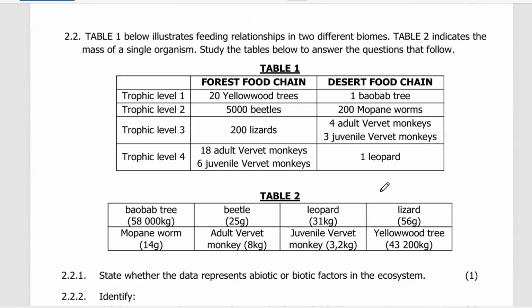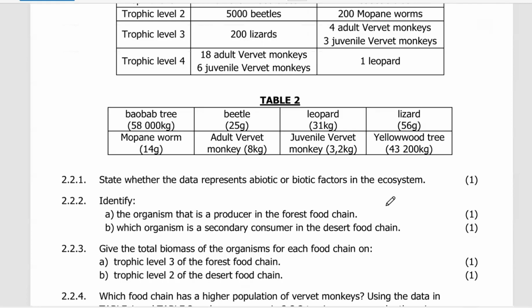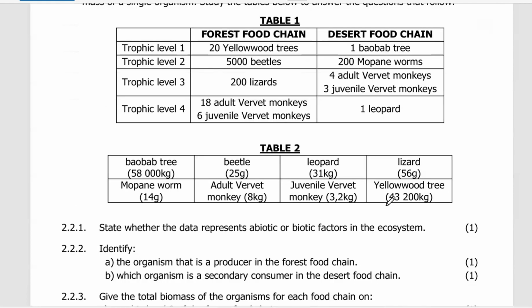Then question 2.2: the table below illustrates the relationship between different biomes and the mass of a single organism. Study the table and answer the question that follows. They're saying state whether the data represented is biotic or abiotic in the ecosystem. They are talking about woods, mopane worms, lizards, monkeys. So basically it is biotic factors, because it is dealing with life.